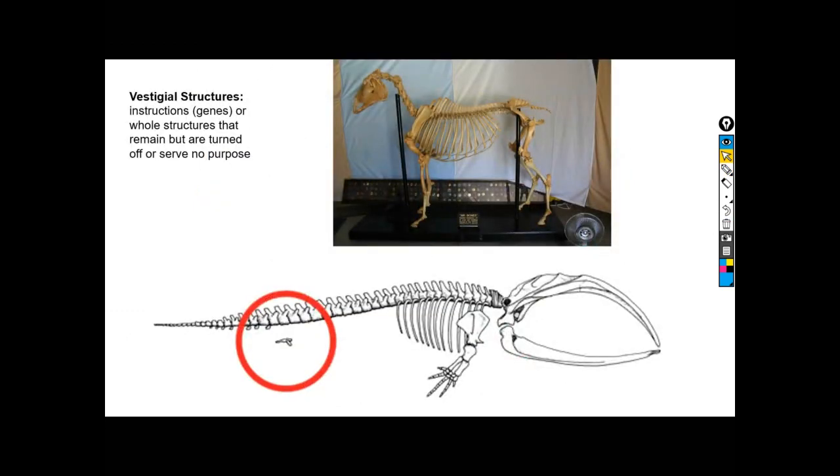The other thing that we're going to encounter are what are called vestigial structures, and we'll see this particularly in mammals, although not exclusively. So vestigial structures are parts of the body that have become obsolete. A good example of this is what I have circled here, which is the pelvis in aquatic mammals, right?